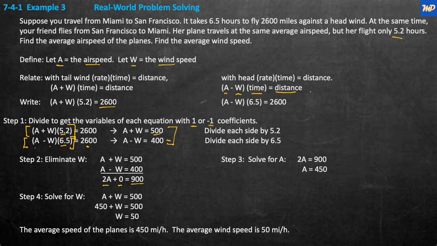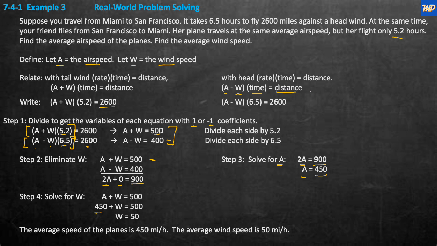We can now solve for W. A plus W is 500. We picked that equation right here, and we're going to substitute the 450 because 900 divided by 2 is 450. That's our A value. Well, actually, we skipped a step, didn't we? Solve for A. So 2A is equal to 900, A is equal to 450. So that's where the 450 came from. Sorry for skipping the step.